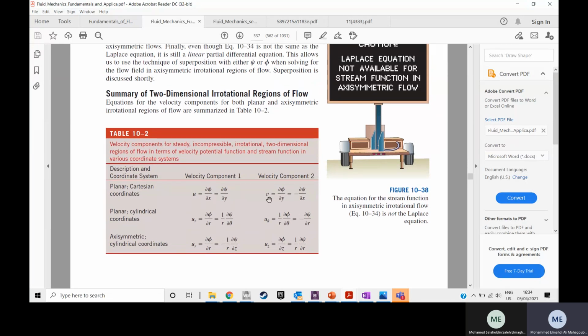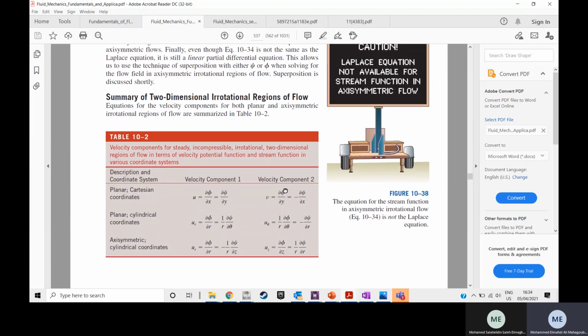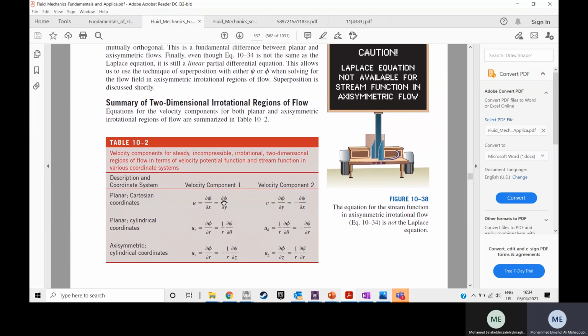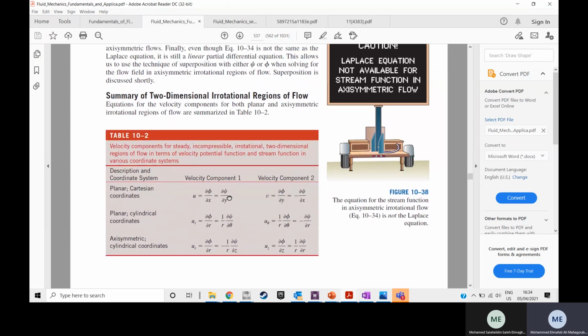Okay, and also I can get the v component, and also I can get the z component from the velocity potential. Okay, because the velocity potential is defined for 3D flow, not like the stream function. Okay.